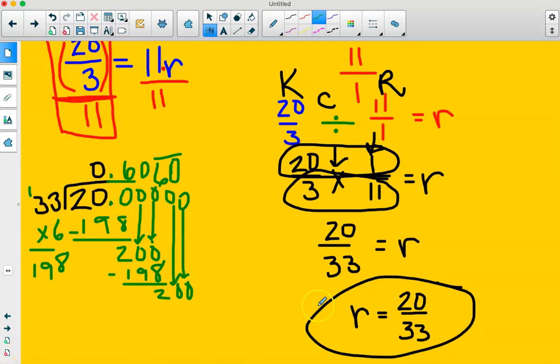And if you're curious what would happen if you would divide it, I went ahead and divided it. You would end up with the decimal 0.606060, and the pattern would go on forever. So I just put a line over the 6 and the 0.